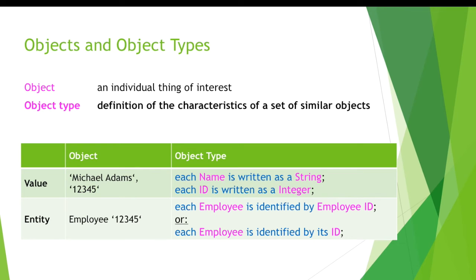For entity, we said there's something that can be identified, and now we want to know or define by what and how they are identified. So we can say each employee is identified by employee ID, or make a shortcut and say each employee is identified by its ID, and FIML automatically creates an employee ID that is uniquely assigned to an employee.